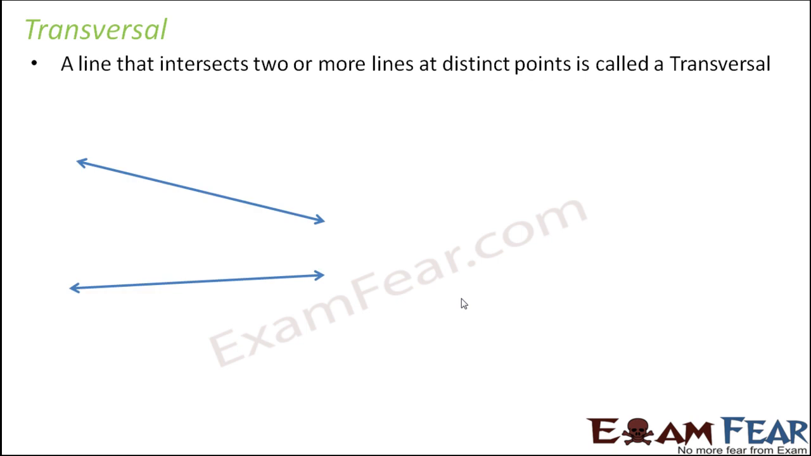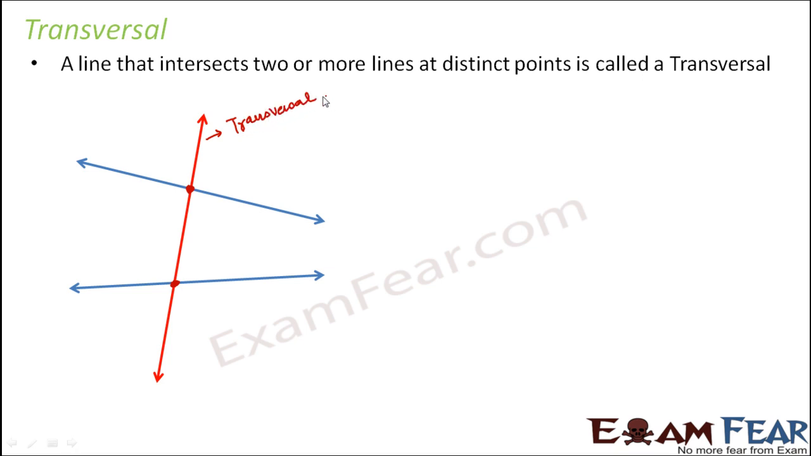Let's say you have two different lines like this. Doesn't matter whether they are parallel or they are intersecting. Let's say you have two lines, and there is another line which intersects the two lines at distinct points, at different points. So it is intersecting the first line at this point and the second line at this point. So this line is called a transversal.